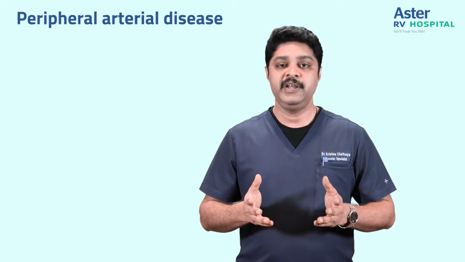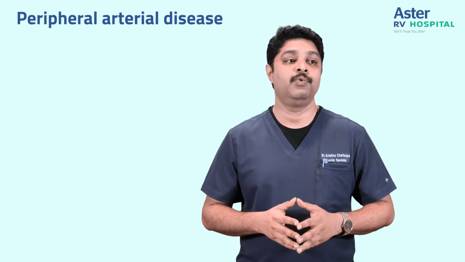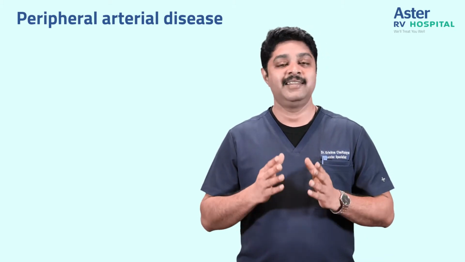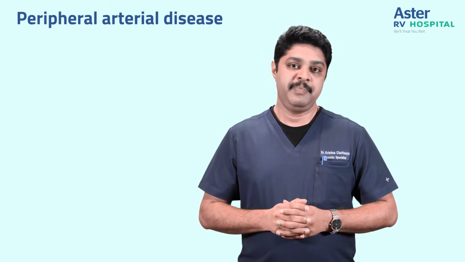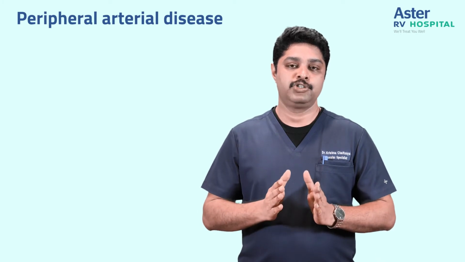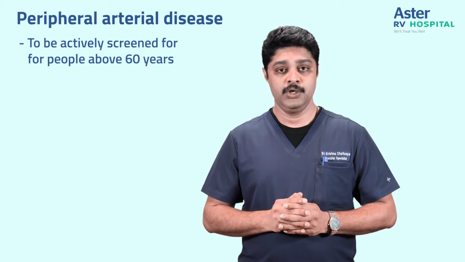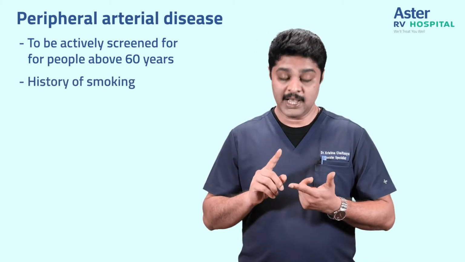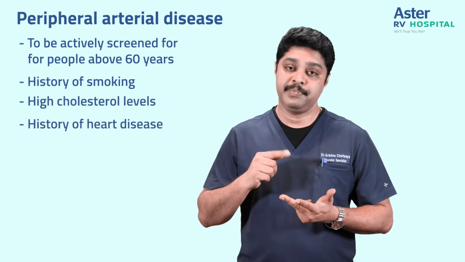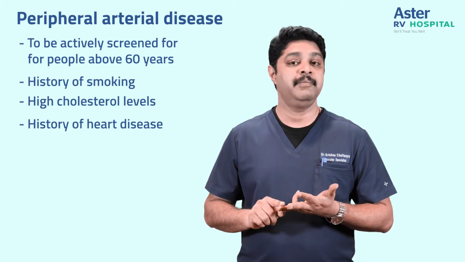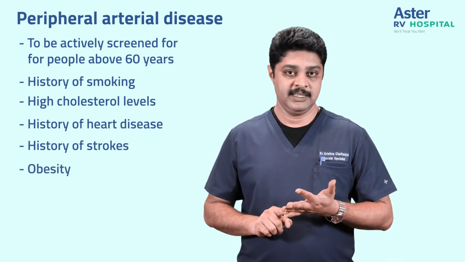In our country, we do not expect the elderly population to be very physically active. We do not expect them to walk for too long. We think they are old, and that is exactly the reason why we miss so many cases of peripheral arterial disease. Peripheral arterial disease is supposed to be actively screened in every person who is above 60 years, who has a past history of smoking, who has a history of high cholesterol levels in the blood, who has a family history or a personal history of heart disease or strokes, or if the person is obese.